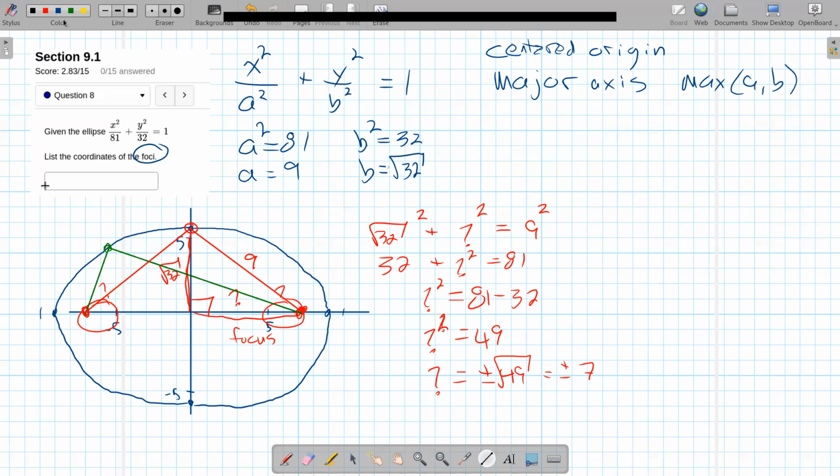So my focal points, the coordinates, I'm on the x-axis, so y is 0, so negative 7, 0 would be one of them, and the other would be positive 7, 0 for the other focal point.